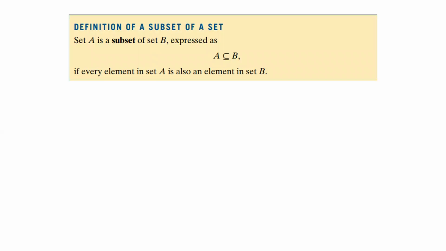Okay, 2.2 is subsets. This one only has 2 slides, which is good news. The bad news is it's definitions again. And the definition is one set is a subset of the other if every element in A is contained in B, which sounds a lot like they are equal sets, but we have to be careful with the language.